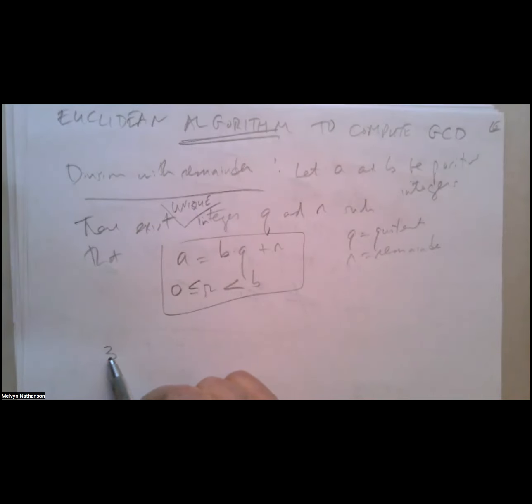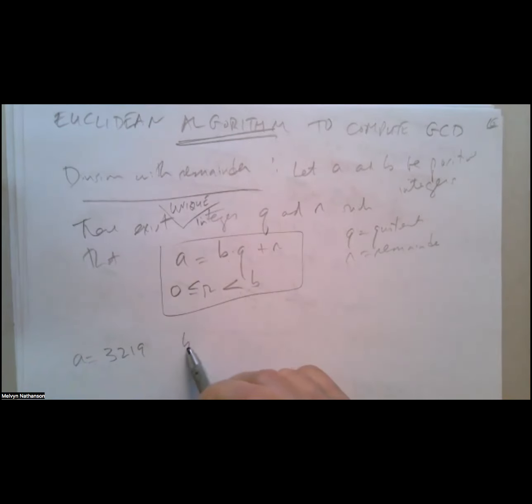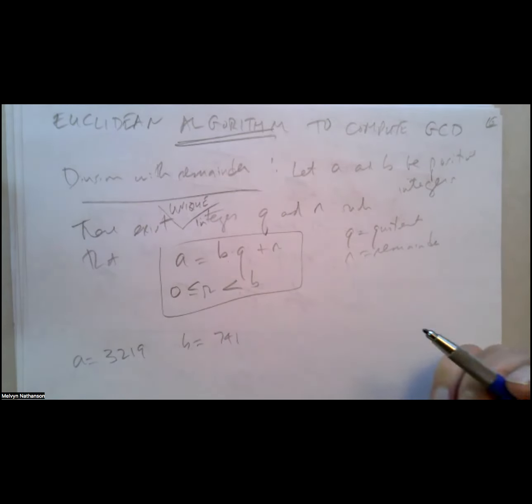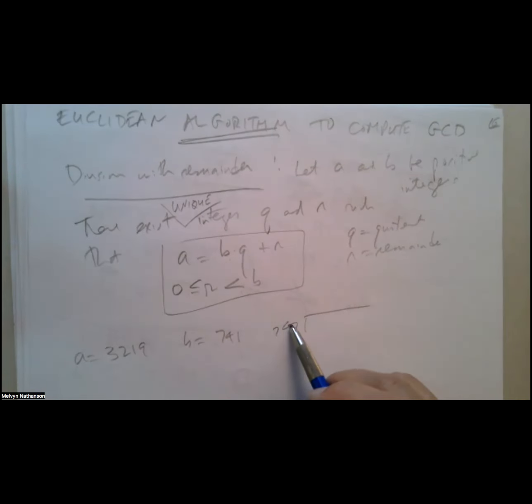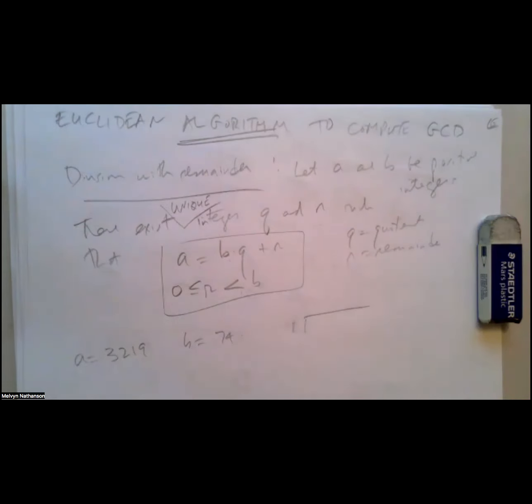Let me pick another one. Say A is 3,219, and B is 74, so it's more interesting. So what is the quotient and remainder? I want to divide 74 into 3,219.